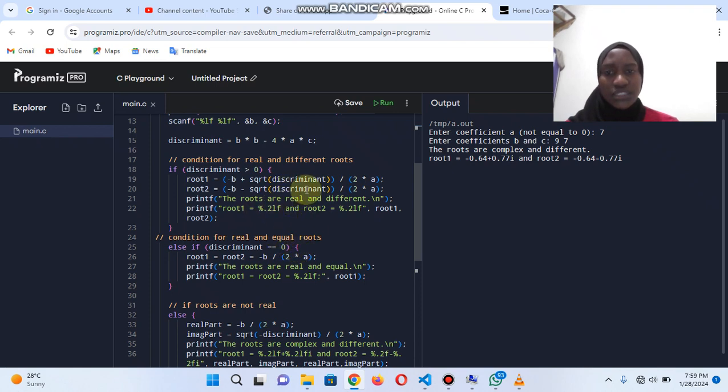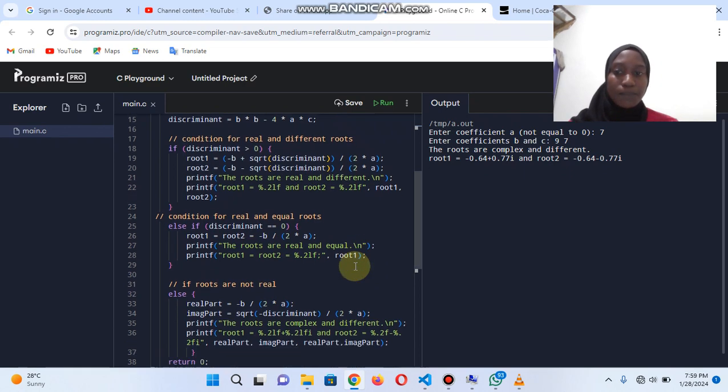According to the formula, if this discriminant is equal to 0, it's not worth writing there, so we're going to have negative b over 2a. Then we print f, the roots are real and equal. Then on the new line we print f, root 1 is equal to root 2, which is equal to 1 place value, which is 1 root. So root 1 is equal to root 2, which is equal to this place value of 2 DPs, and either root 1 or root 2 doesn't matter because it's the same.